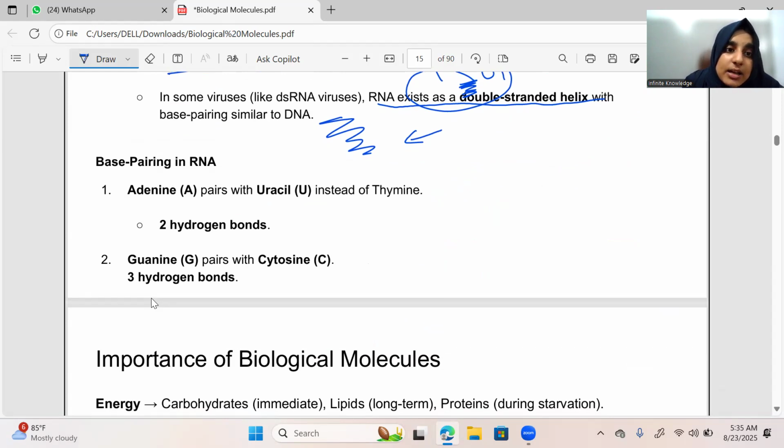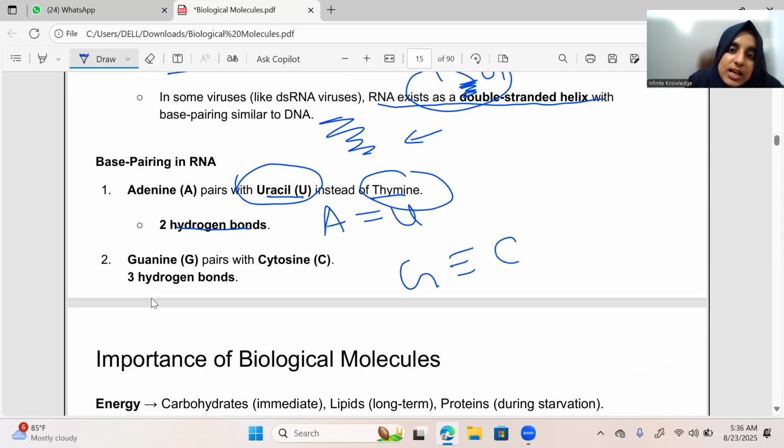Base pairing in RNA. Adenine pairs with uracil instead of thymine. Okay, so in DNA we had thymine, but in RNA we have got uracil. Two hydrogen bonds are produced when adenine binds with uracil, right? And when guanine binds with cytosine, three hydrogen bonds are used, as we studied earlier.